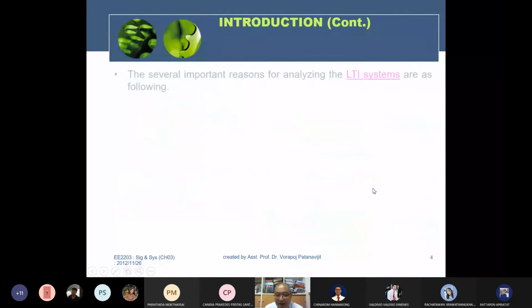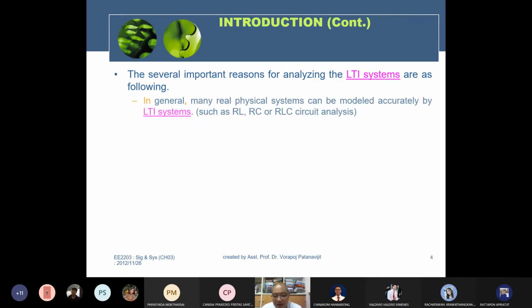It's linear. Now, if the system has both linearity and time-invariance, it is the so-called LTI, linear and time-invariant system. Why are we concerned about this system? Because the system is very simple, but even though it's simple, it has high enough accuracy to estimate the real system behavior. Therefore, there are several important reasons for analyzing the LTI system, as follows.